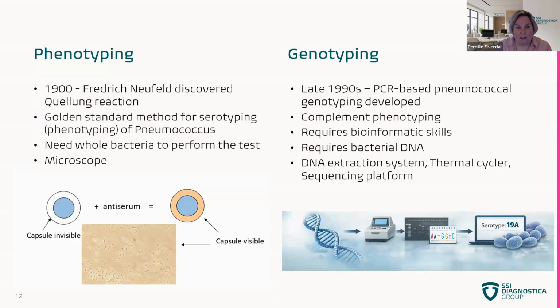It started out in the 90s, and it is a PCR-based method. It's a good complement to the phenotypic method. It requires bioinformatics skills, and here you are looking at the bacterial DNA. So you, of course, need to have a DNA extraction system, a thermocycler, and a sequencing platform to perform the test. So that's just a short overview of the two different methods being used in the surveillance industry.